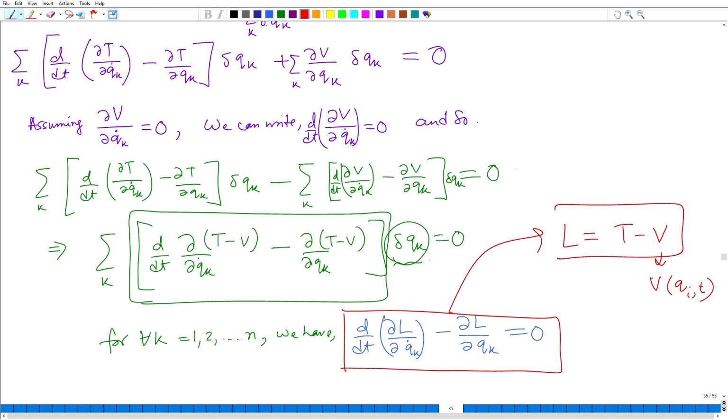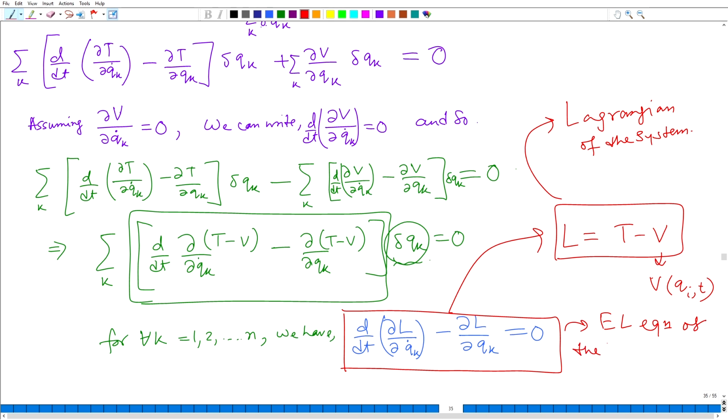Okay. This one is known as the Lagrangian of the system, and this one is known as the Euler-Lagrange equation or Lagrange's equation of the second kind. Okay.